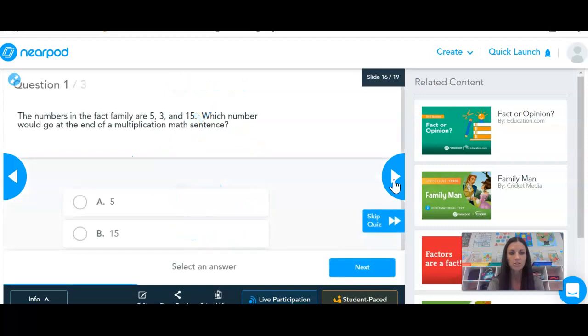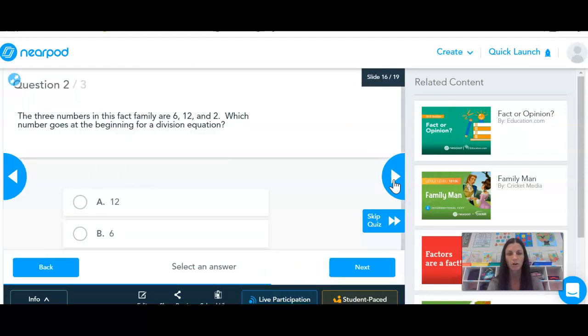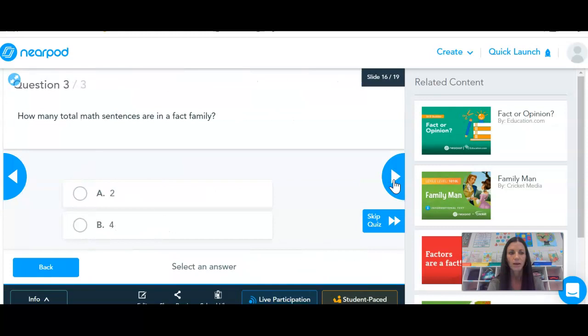Number 1, the numbers in the fact family are 5, 3, and 15. Which number would go at the end of a multiplication math sentence? Number 2, the 3 numbers in this fact family are 6, 12, and 2. Which number goes at the beginning for a division equation? And number 3, how many total math sentences are in a fact family?